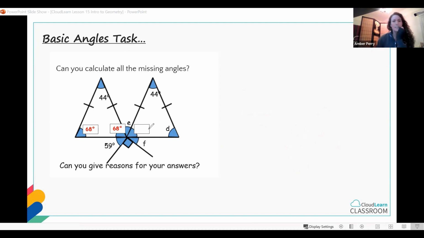So who can tell me then what C and D are? Let's move on. Brilliant. Well done. Okay. Thank you, Mary. Correct. So C and D are 68. Well done. Now, what is this angle in the middle, E, going to be?